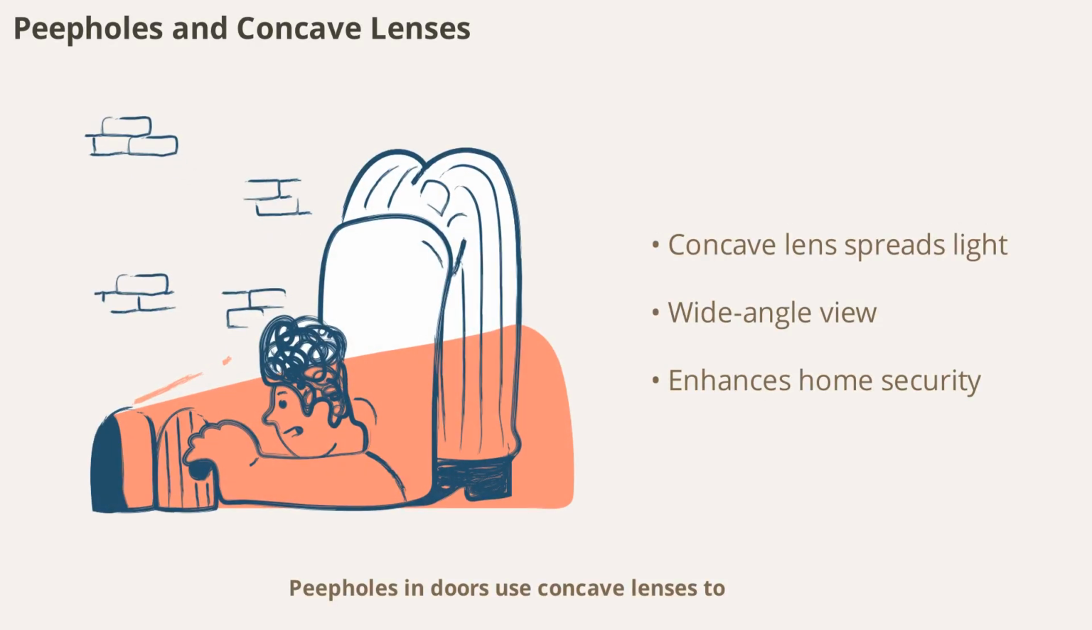life. Peepholes in doors use concave lenses to provide a wide-angle view of the area outside. By spreading incoming light rays, these lenses allow residents to see a larger area for security purposes. This simple application demonstrates how lens technology can enhance safety and convenience in our homes.